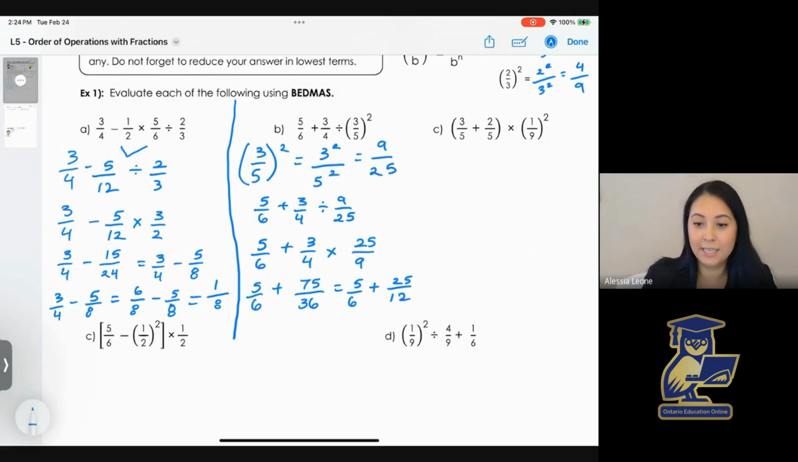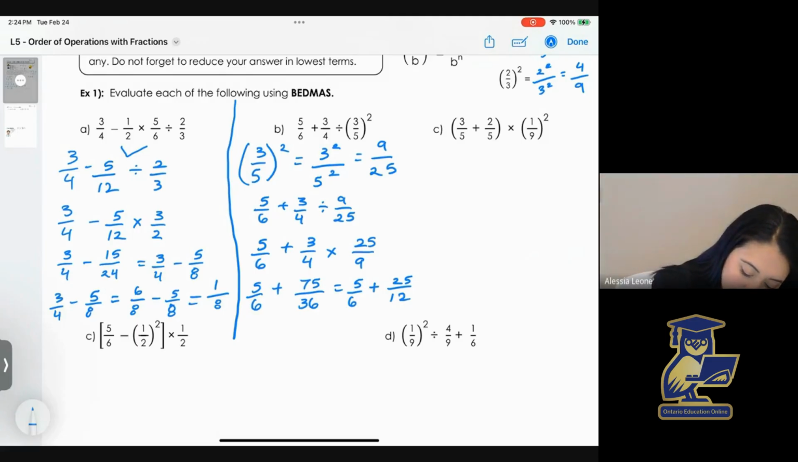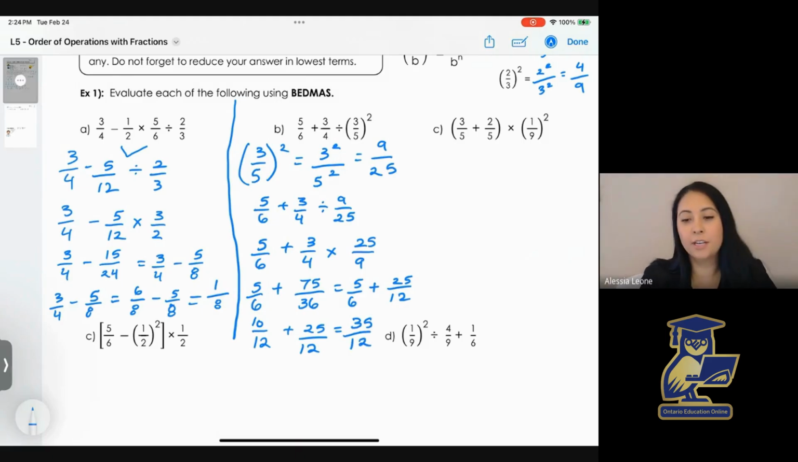We have 5 over 6 plus 25 over 12. Addition with fractions, we need a common denominator. We will use 12 as our common denominator because it is already a multiple of 6. So that means that to get to 12, we need to times 6 by 2. 5 times 2 is 10. The answer is 35 over 12.